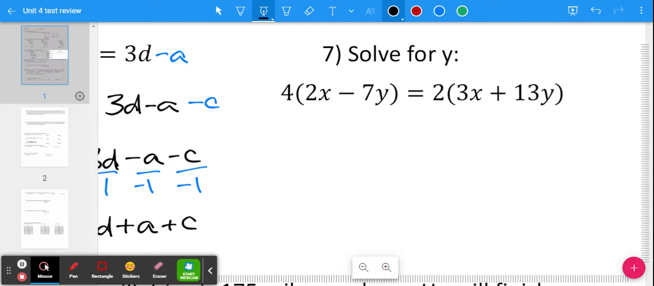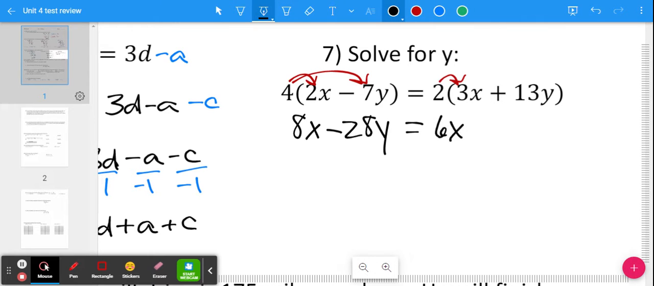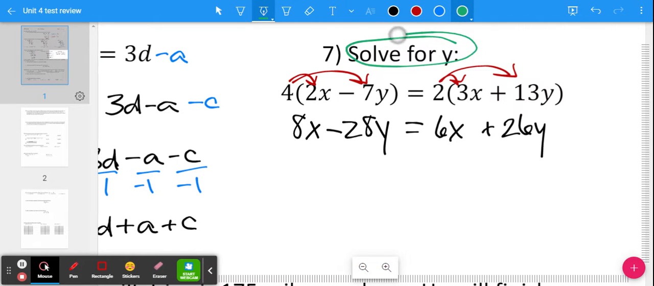Last one in this section, we are going to distribute first. So we have 8x minus 28y equals 6x plus 26y. In this one, it says solve for y. So we're trying to get y by itself.